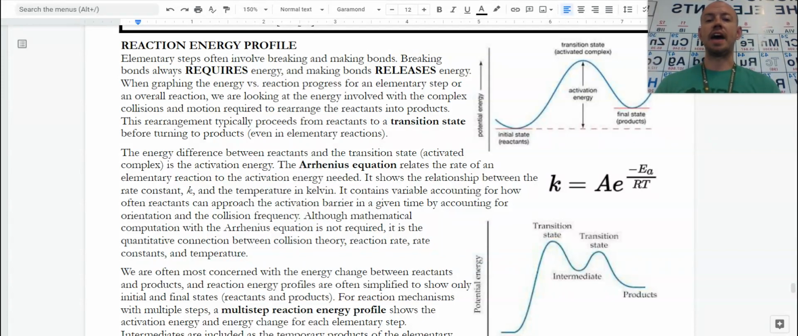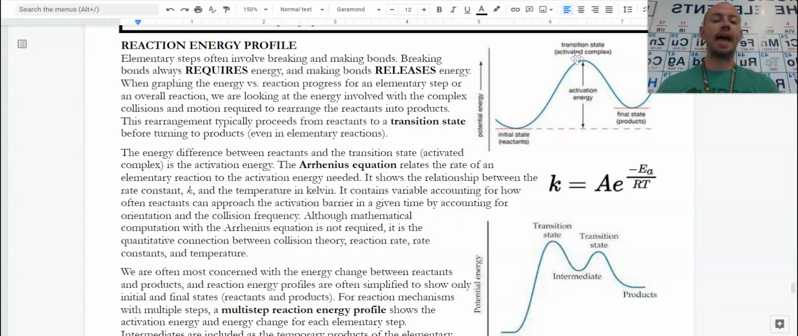When we graph that, whether it's for an individual elementary step or the overall reaction, we're looking at that idea for those collisions and the motion as those particles are rearranged. And sometimes we make a transition state. This is different from an intermediate. This is that moment as the bonds are being broken and formed, not that intermediate that is made before we get to our final product.